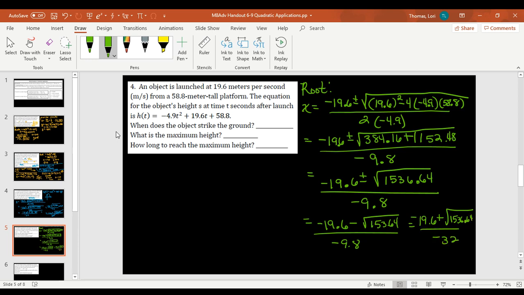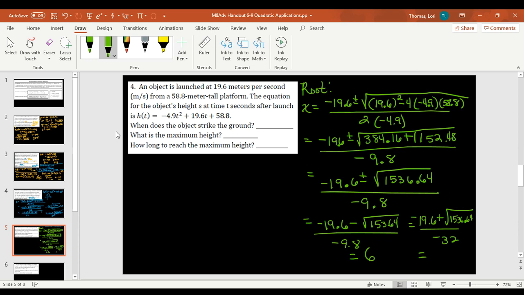So I'm going to start out with my 1 with subtraction. It seems to be giving me my positive value each time, minus the square root of that radical, 1,536.64. That equals negative 58.8. Divide that by negative 9.8, and we get 6. Oh yes. So this is 6.